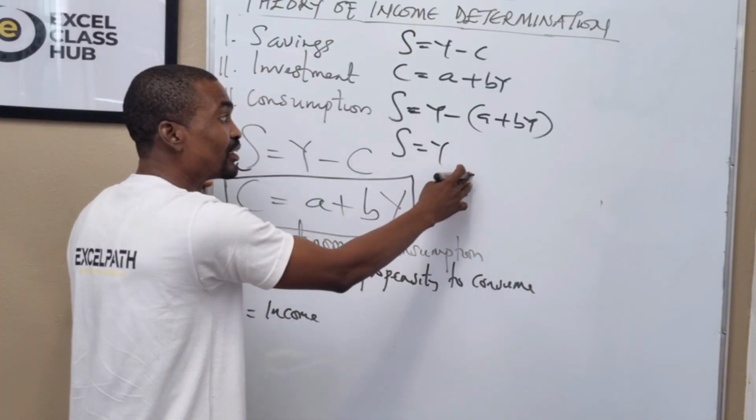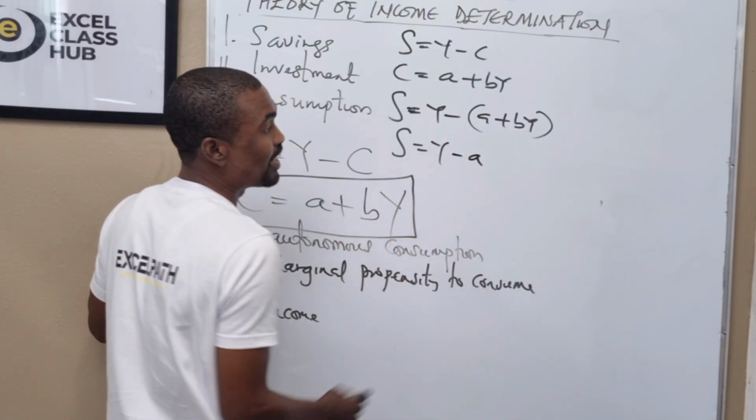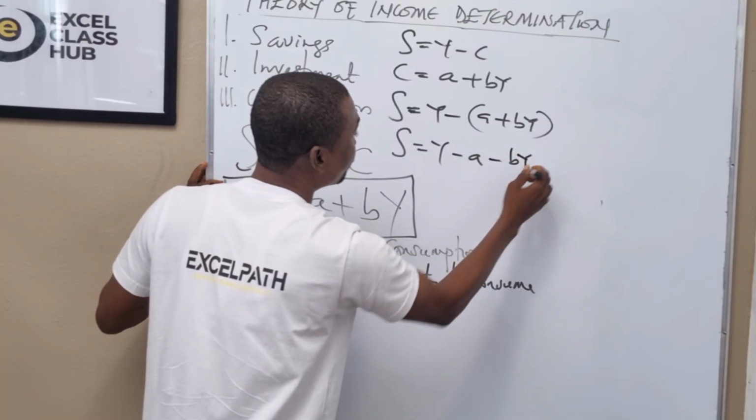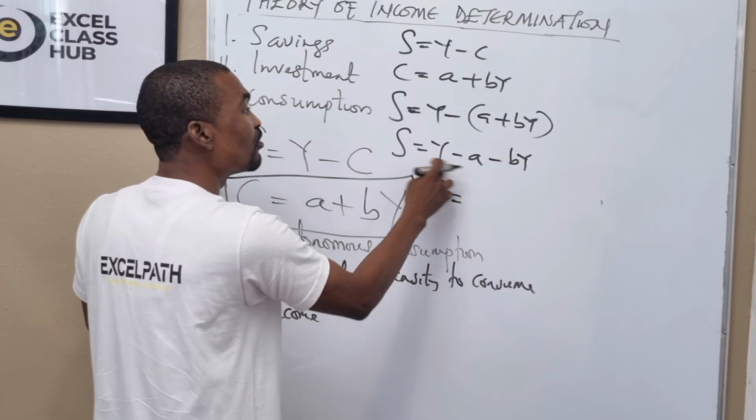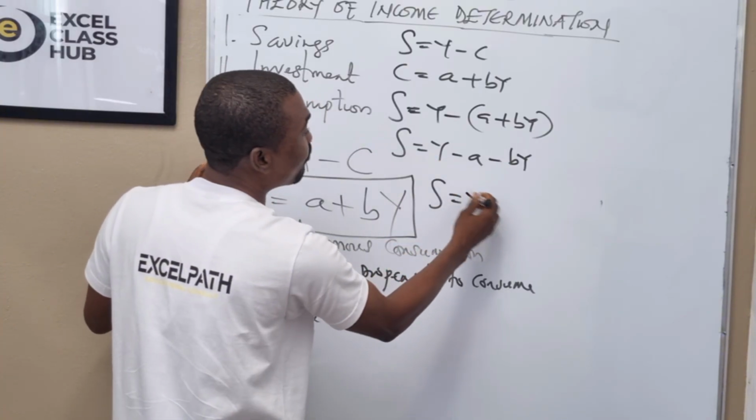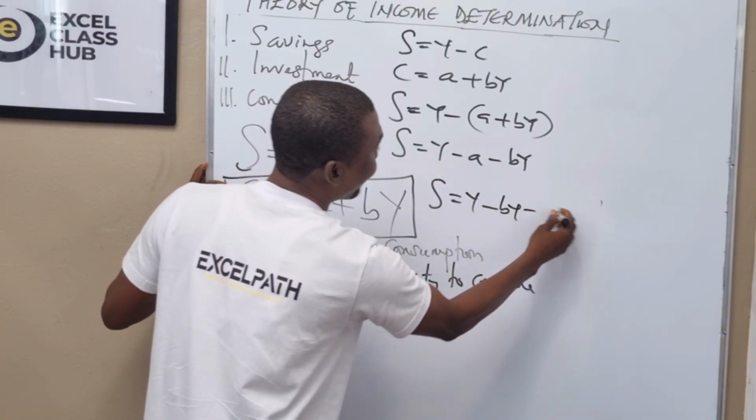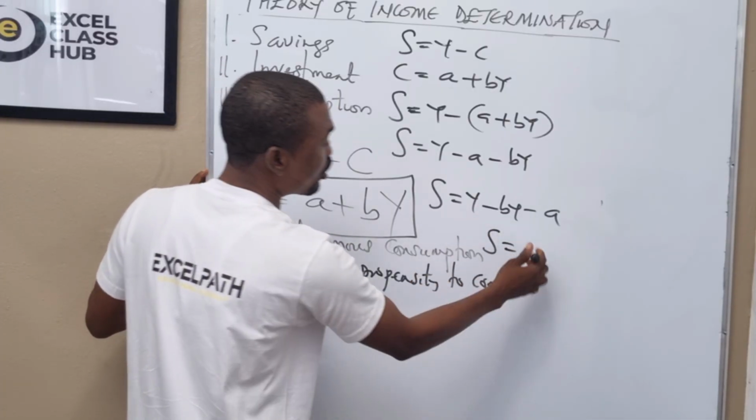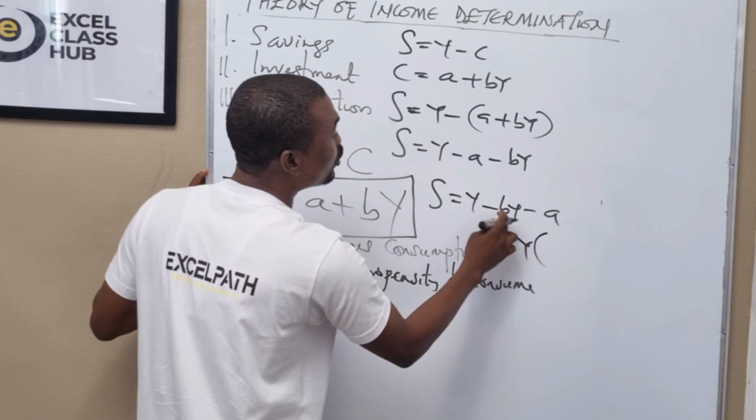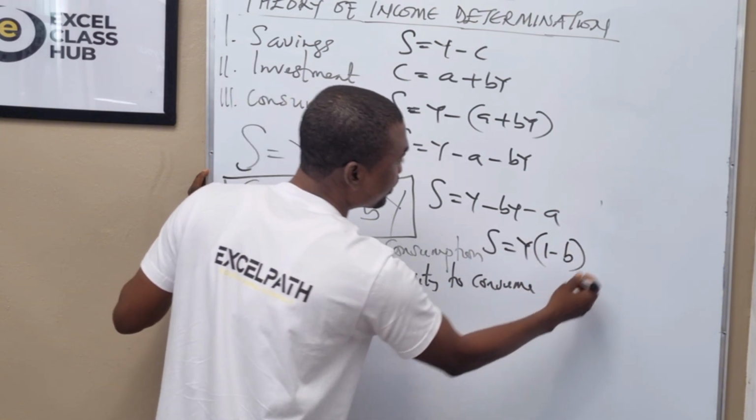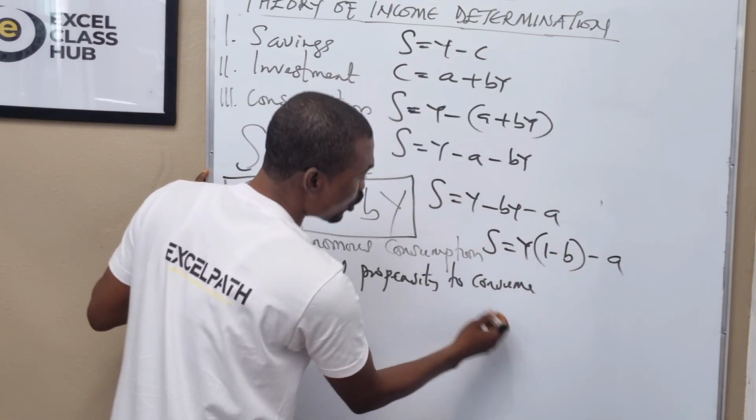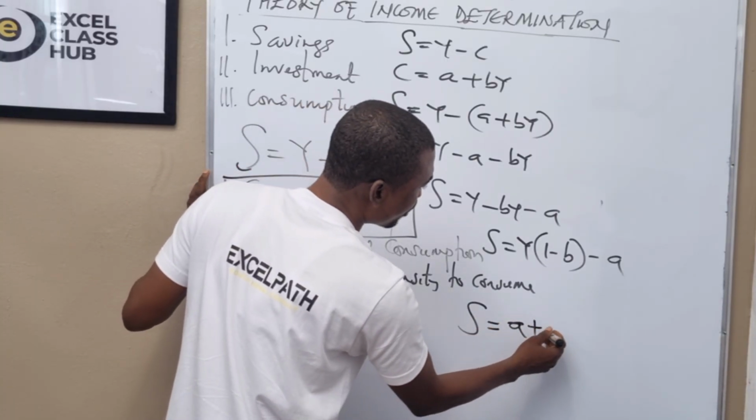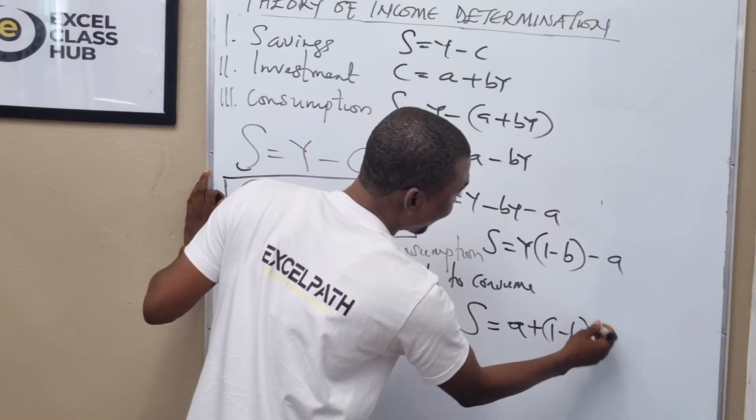So S is equal to Y, we are going to open the bracket. Minus times A will give us minus A. Minus times plus will give us minus. So here we have minus BY. So S is equal to, we bring Y and minus BY together. So we have Y minus BY minus A. So S is equal to, what is common here? Y is common. So you bring out your Y. What are we going to have left? We are going to have 1 minus B, minus A. So we are going to have S equals minus A plus (1 minus B) Y.